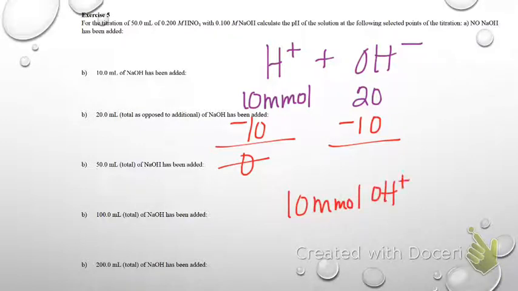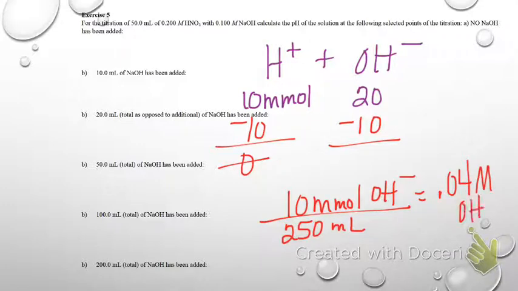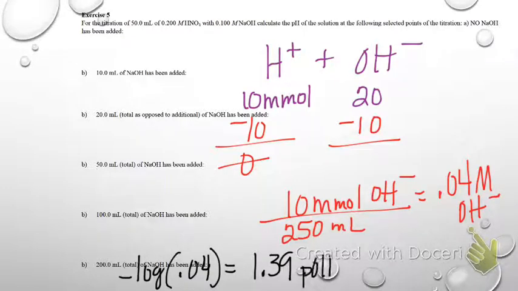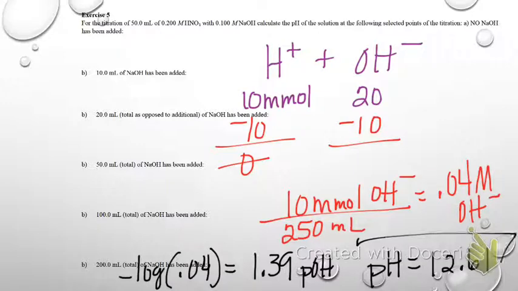What's my total volume now? 250. I just made hydroxide positive. So now I'm going to divide that by 250 milliliters, and I'm going to get a concentration of 0.04 molar hydroxide. So now I'm going to take the negative log of 0.04, and I will get 1.39, which is my pOH. So that means my pH is 12.61. And that's my answer there.